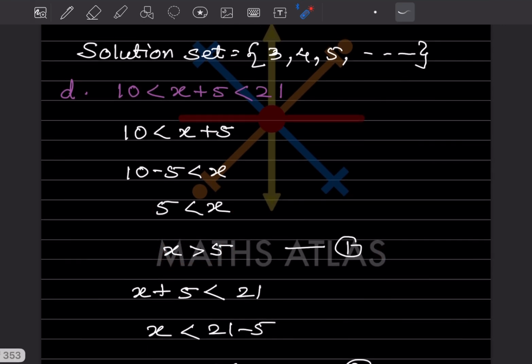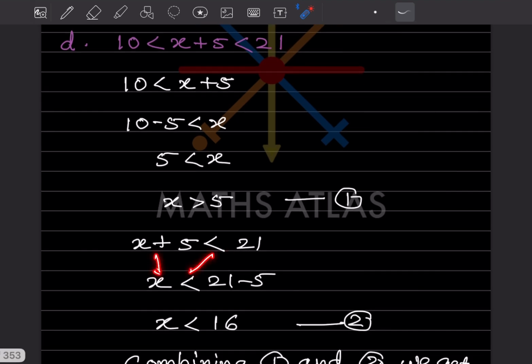Now we will take this and this part. So that will be x plus 5 is less than 21. So x, the same inequality sign, this 21, and plus 5 goes to the other side, that will be minus 5. So this will be 16. So we can put this as equation number 2, because we have two inequality signs here.